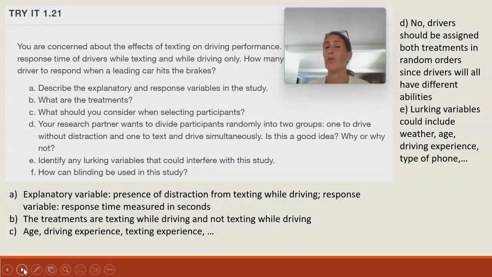Lurking variables could include the weather or age, driving experience, type of phone, things like that could also affect a driver's response time. So you have to be careful with that and try to isolate the variables that you're looking at. And then how can blinding be used in this study?